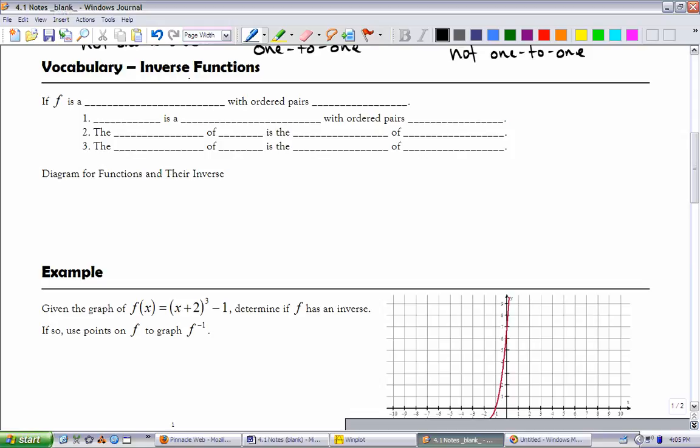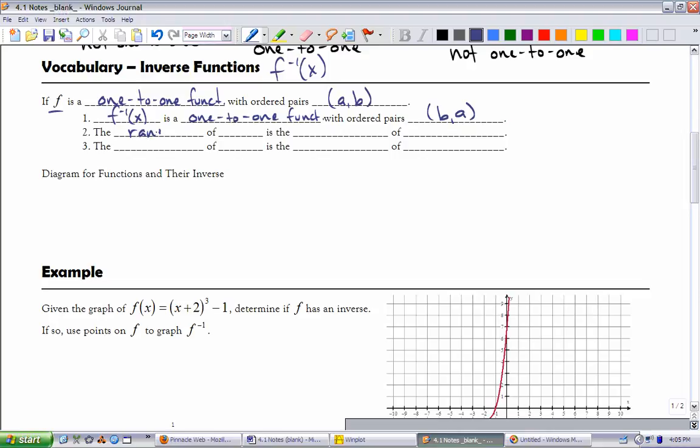Okay, we're going to talk about inverse functions here. First off, if f is a one-to-one function with ordered pairs (a, b), then the inverse of f, which is how we denote it here, is a one-to-one function with ordered pairs (b, a). So in other words, the x and the y values flip.